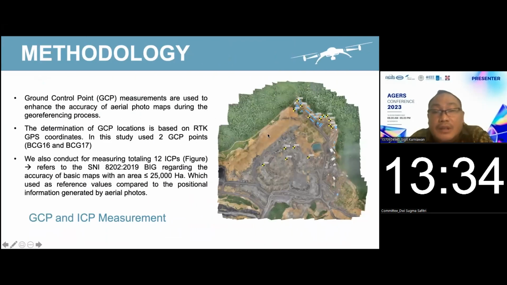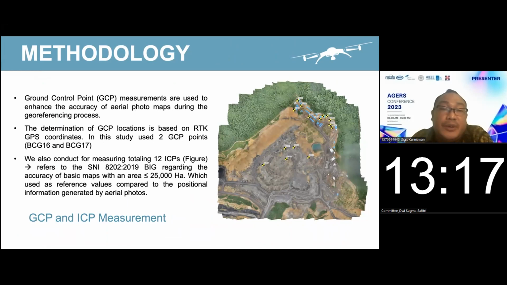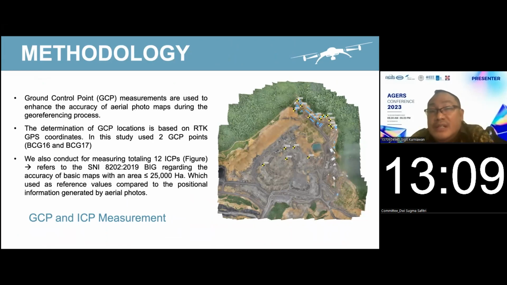And in this figure, we can see GCP and ICP. The GCP measurements are used to enhance the accuracy of aerial photo maps during the georeferencing process. And the determination of GCP location is based on real-time kinematic GPS coordinates.